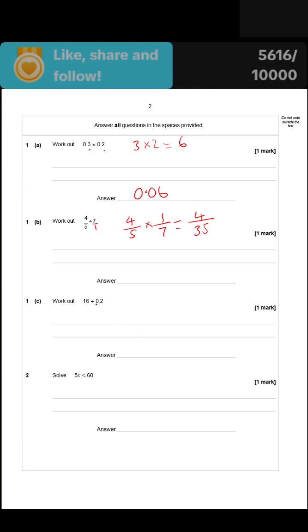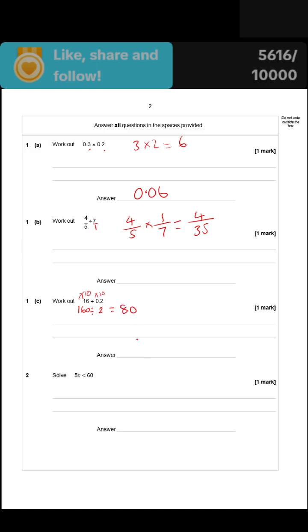Question 1c, we've got 16 divided by 0.2. So we want to see how many 0.2s would be added together to give us 16. Now when we're dividing by decimals, the first thing we want to do is to change this 0.2 into a whole number. So we're going to multiply it by 10. That gives you a value of 2. If you multiply this part of the question by 10, you also need to multiply the first part by 10 as well. So we get 160 divided by 2. That gives you an answer of 80.